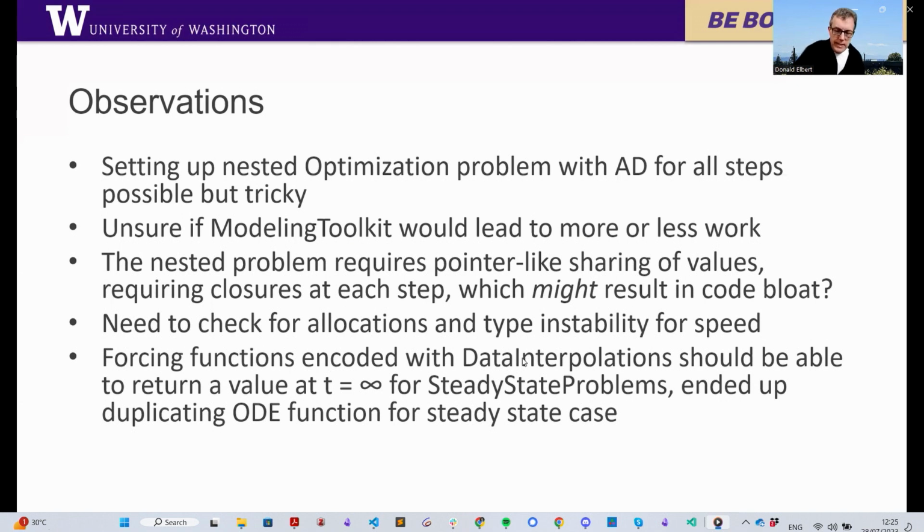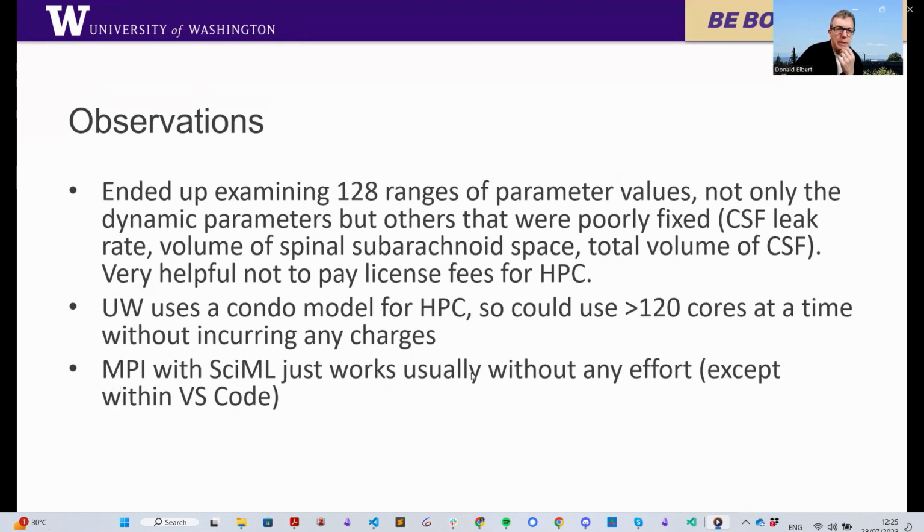There are some small things, like data interpolations should perhaps return a value, have the ability to say that at time equals infinity, my function should have this value. And then when solving a steady state problem, it would be nice to be able to say that I'm going to deliver to the function that contains my ODEs that the time is equal to infinity. As of right now, it just doesn't deliver a time. It's kind of an insidious problem and caused me to end up duplicating the ODE function for the steady state case, just because the steady state was actually a time equals 0.